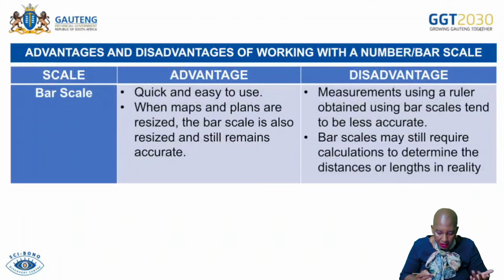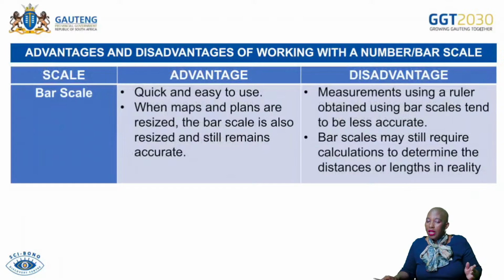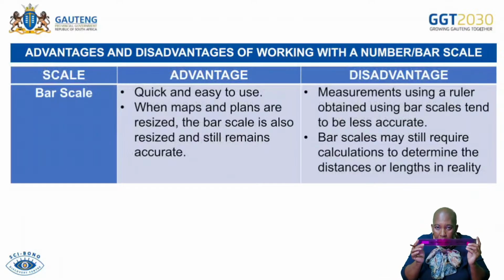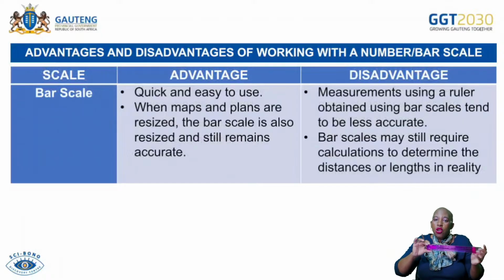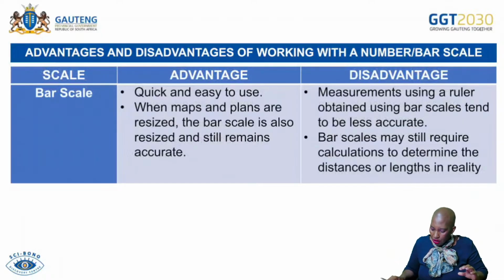So when they are resized, they remain the same. A disadvantage of measurement using a bar scale is that it tends to be less accurate, because sometimes, like I said, we don't know how to measure. The other person will just take a ruler and start measuring from 1, not from 0. Always when you measure, start from 0. And then a bar scale may still require calculations to determine the distance or length in reality.